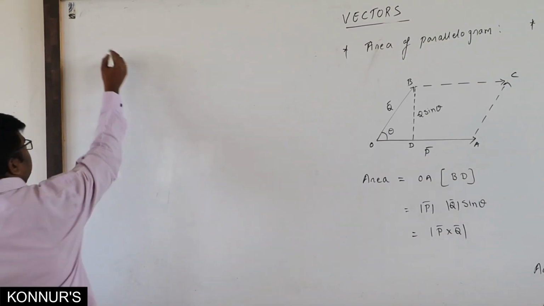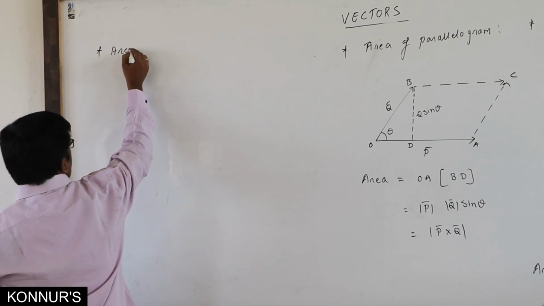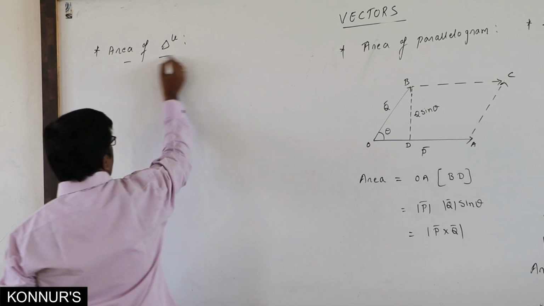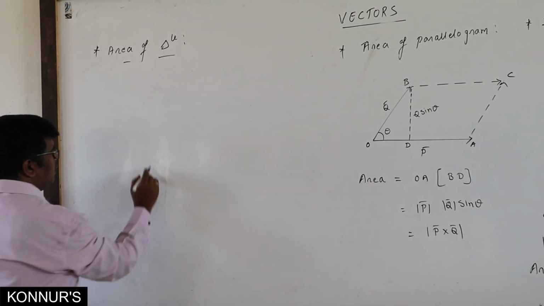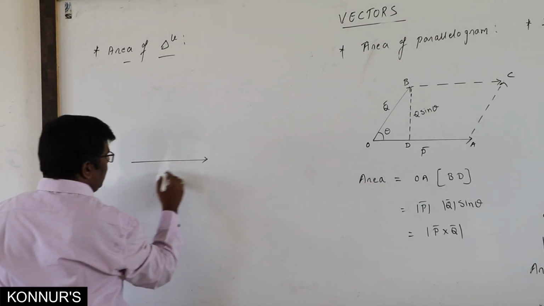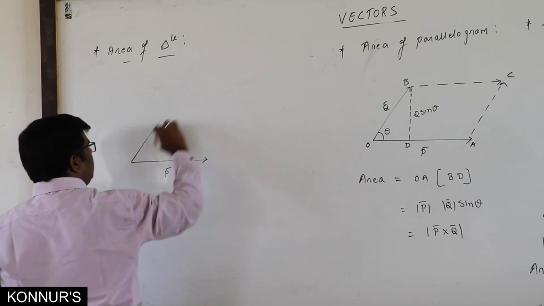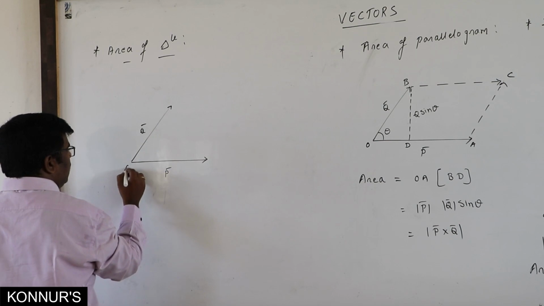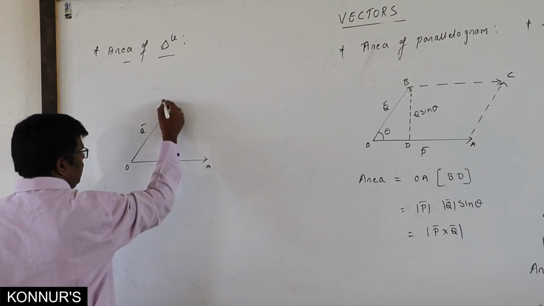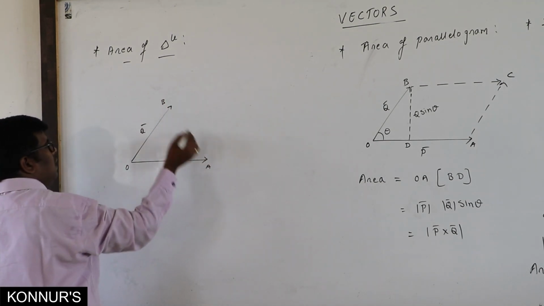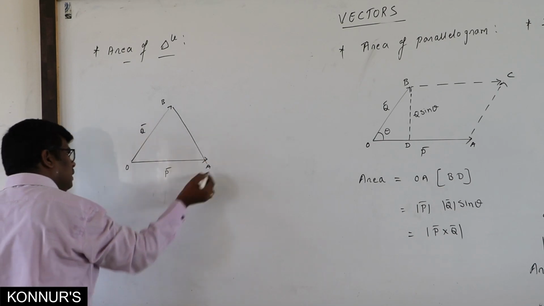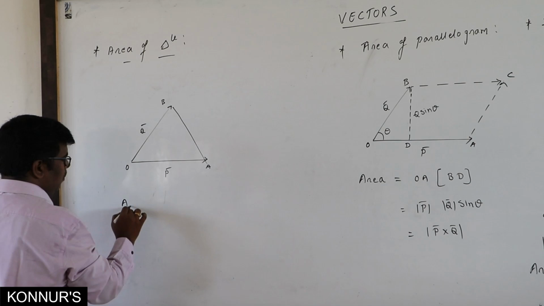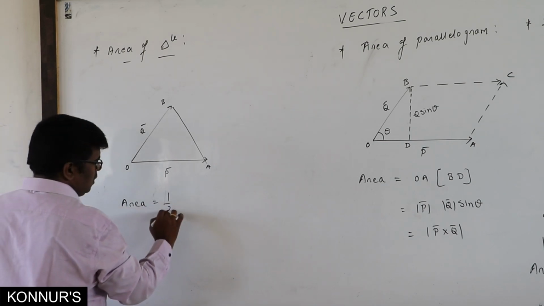Area of triangle. Let us take a P bar vector and another Q bar vector, like O, A, B, and this is the closing side. You know well the formula for the area of a triangle is half base into height.